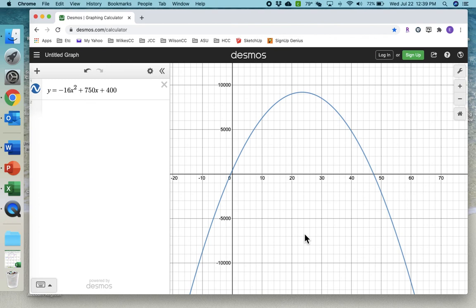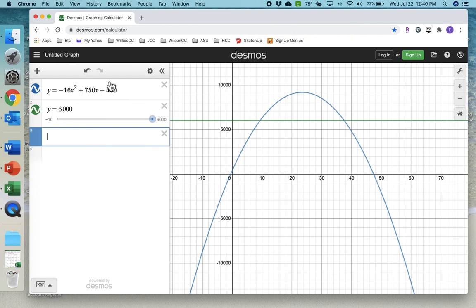So there is our parabola for example 2. And we also graphed y equals 6,000. And what we can do now is we can find those points where it intersects very easily just by clicking on the intersection. There is the first one, 9.3, and the second one, 37.55, or we wrote 37.6. So it's really easy to find those intersection points on Desmos.